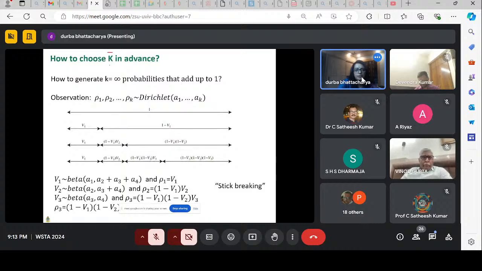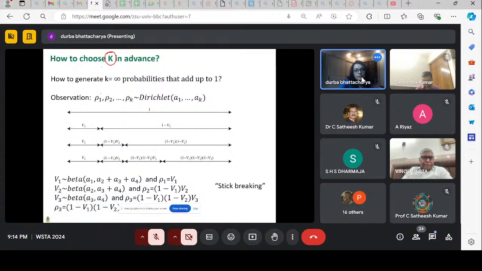This is the problem which is there in the classical clustering methods, and which is taken care of in Bayesian non-parametric methods. So we now proceed to develop the Dirichlet process. How to choose K in advance? For that, we have to understand the construction of this Dirichlet distribution.